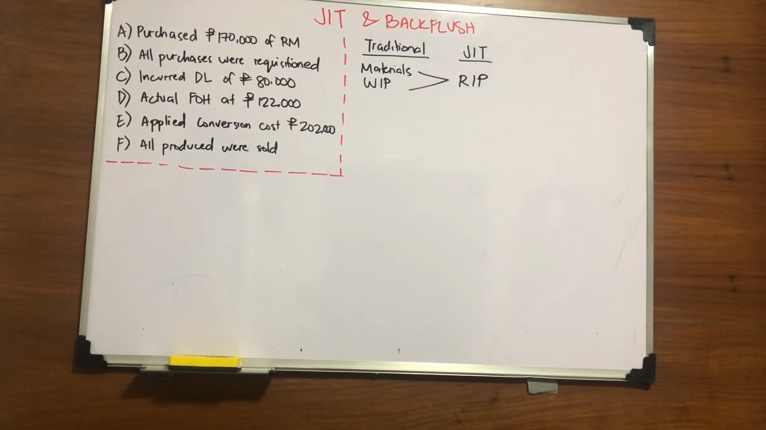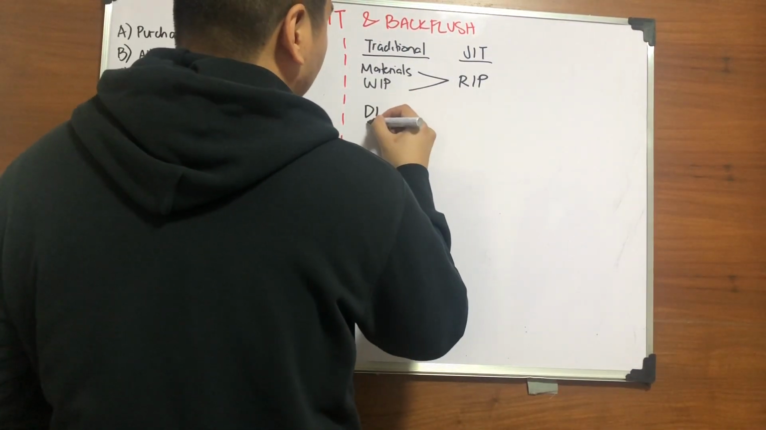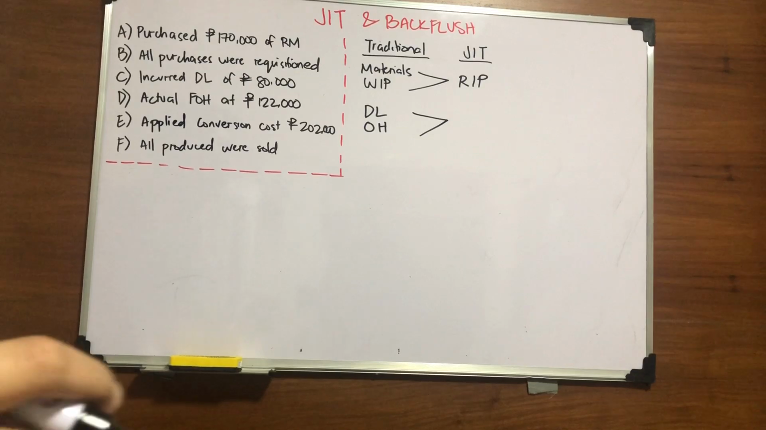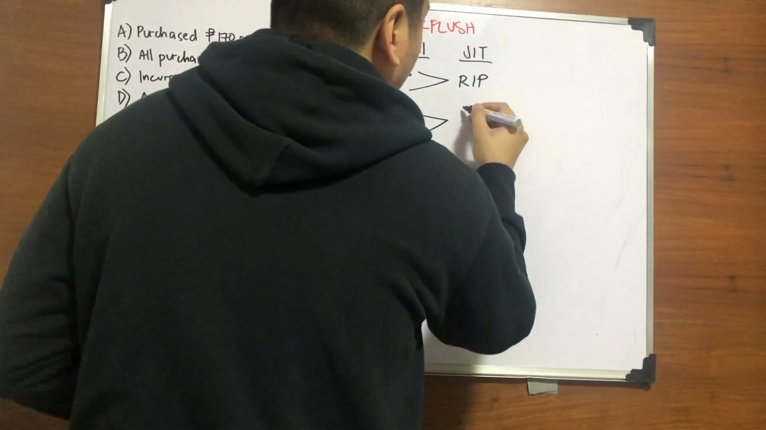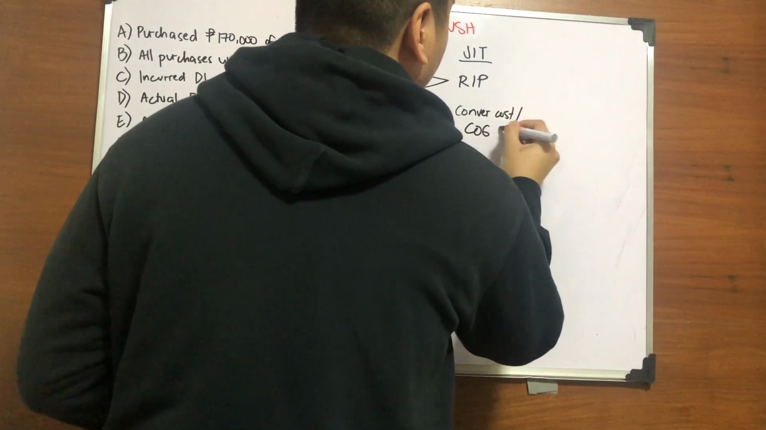Under raw and in process account. And second, the difference is that direct labor is usually considered a minor cost in a JIT setting, so no separate account for direct labor is created. Direct labor and factory overhead are usually charged to conversion cost or sometimes directly to cost of goods sold account. Okay, so for traditional, you recognize direct labor and overhead. But in just-in-time, you merge these two and recognize it under conversion cost or cost of goods sold directly.